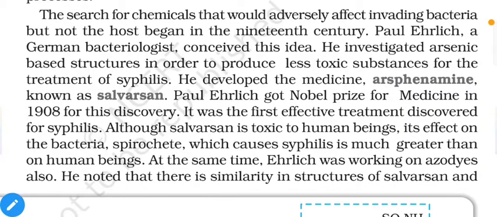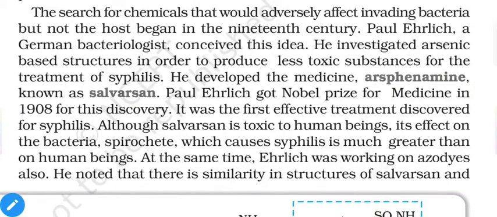Paul Ehrlich, a German bacteriologist, conceived this idea. He investigated arsenic-based structures in order to produce less toxic substances for the treatment of syphilis. He developed the medicine arsenophenamine, known as salvarsan. Paul Ehrlich got the Nobel Prize for the medicine in 1908, and it was the first effective treatment discovered for syphilis.